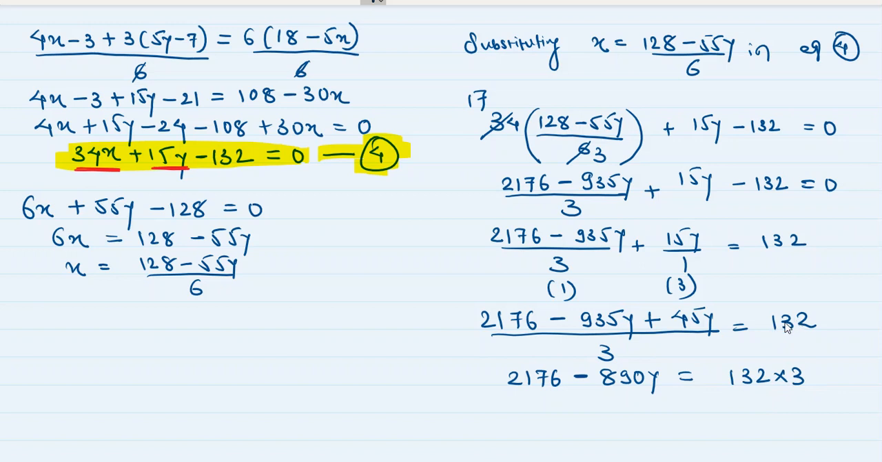This 3 will get multiplied over here. So we get minus 890y is equal to, this will become 396 minus 2176.